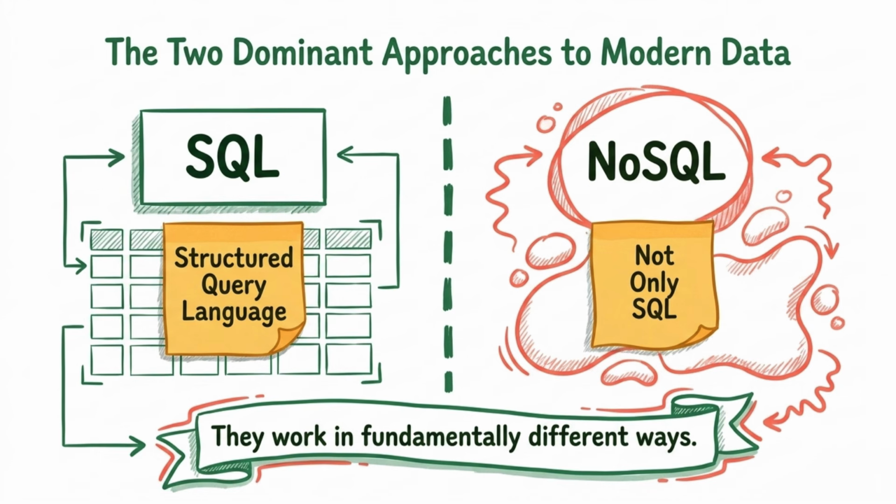The two dominant approaches to modern data. Every database in the world today falls into one of two camps. SQL, structured query language, organizes data in a relational, table-based system. NoSQL, not only SQL, takes a completely different non-relational approach. They are not just different tools, they are fundamentally different philosophies about how data should live and breathe.